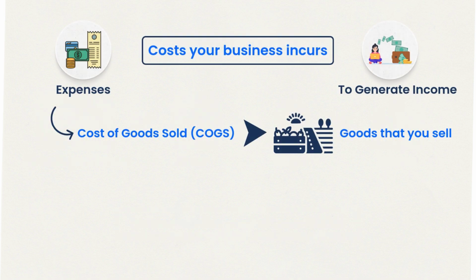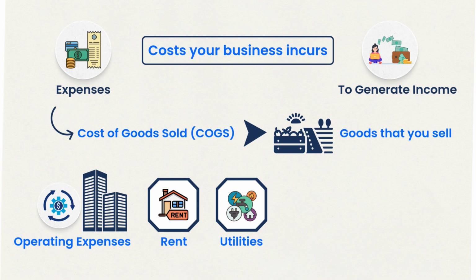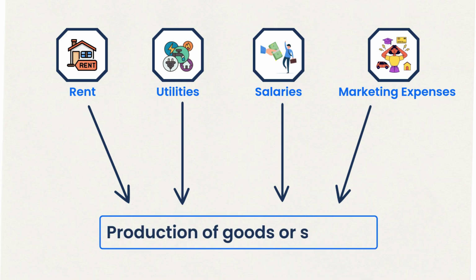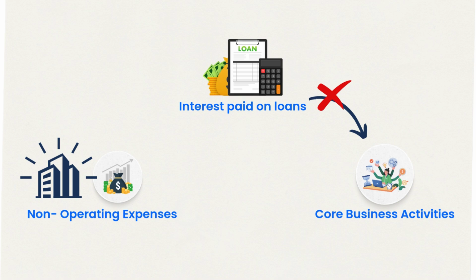In addition to COGS, there are operating expenses, which include the day-to-day costs required to run the business, like rent, utilities, salaries, and marketing expenses. These are not directly tied to the production of goods or services, but they are necessary to keep the business functioning. Finally, businesses often have non-operating expenses, such as interest paid on loans, which do not relate to the core business activities, but still impact profitability.